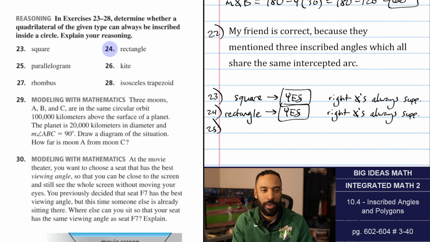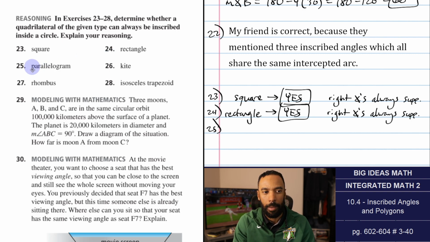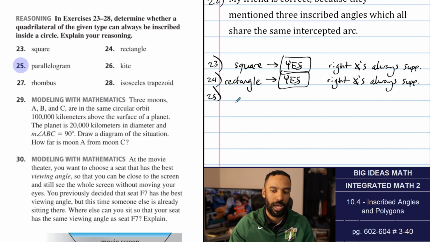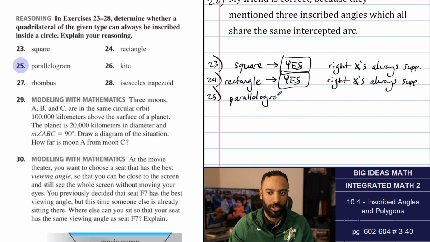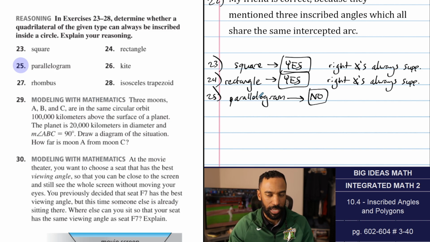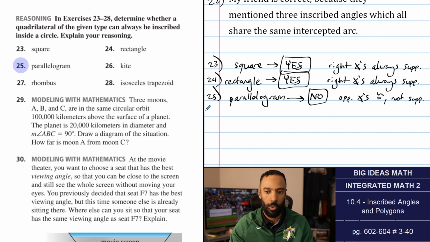Number 25 is parallelogram. Parallelograms' opposite angles are always congruent, but they're not always 90, so not always supplementary. Parallelogram is no. In fact, a parallelogram is only inscribed inside of a circle when it's a rectangle. So no, opposite angles congruent, not supplementary. Only in the case of rectangles, and they said in always cases. This is not one of those always cases.